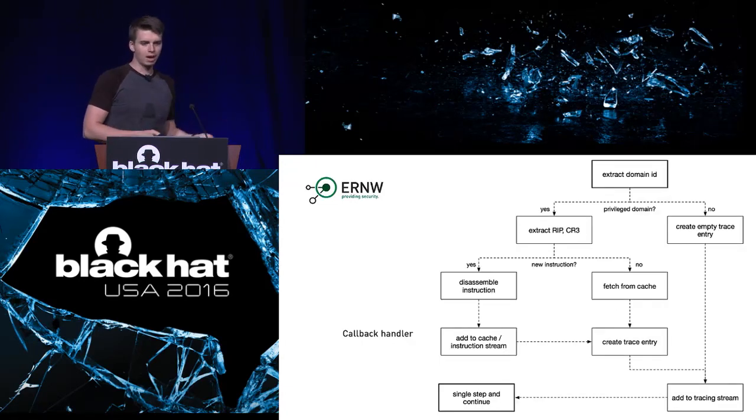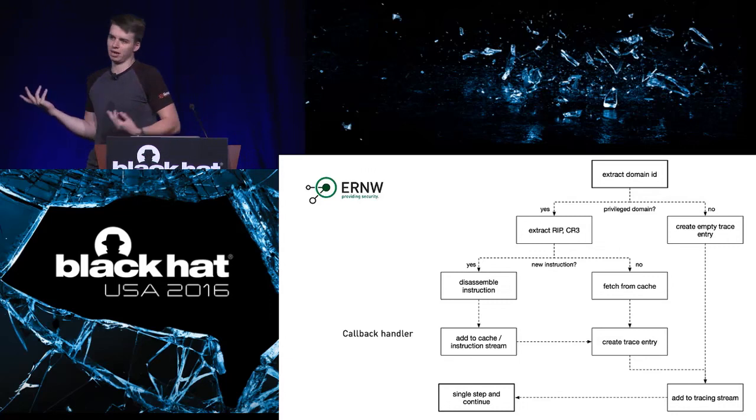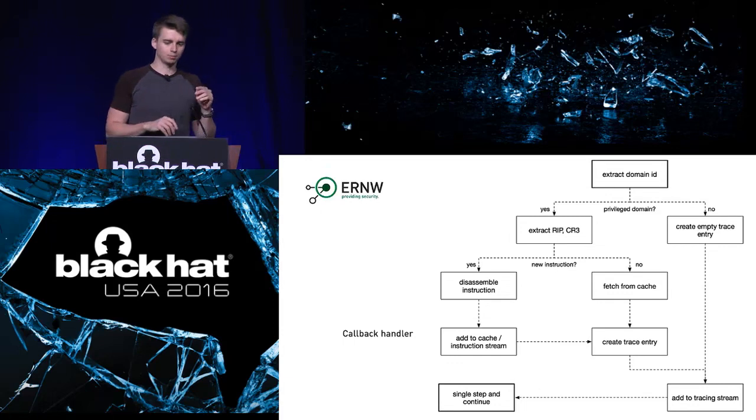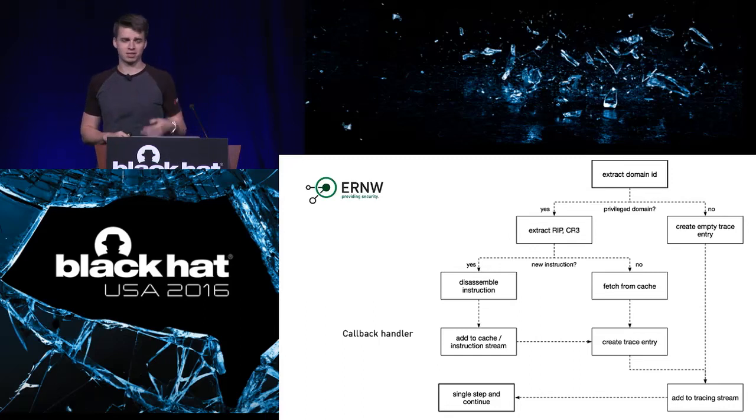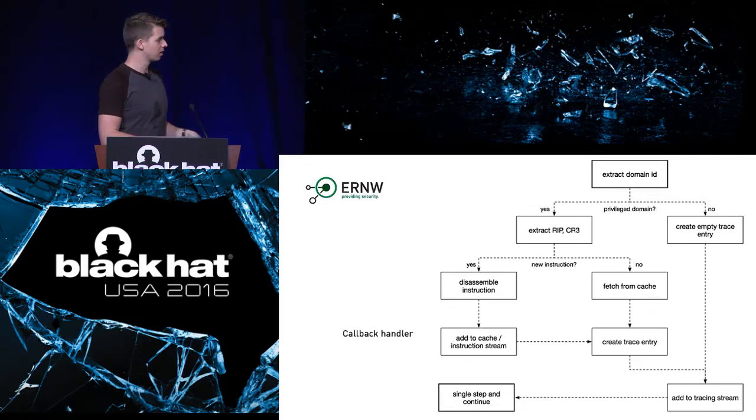So the callback handler basically looks like this. In my case, I'm only interested in accesses from the privileged domain. I don't want to find double fetches in the front end because the front end isn't privileged. Instead, I'm only looking at the back end. So first of all, we have to extract the domain ID. Then we look if it's the privileged domain. If that's the case, we further analyze it. If we have never seen that instruction before, we disassemble it to store data about the instructions. And at the end, we just create a trace entry for this memory access and then let the VM continue.